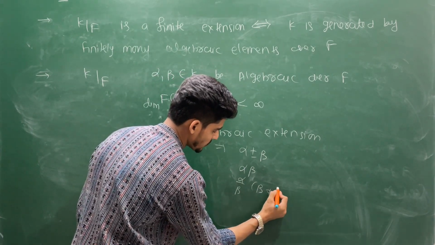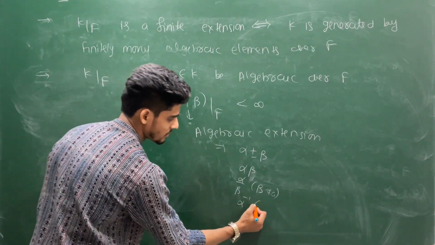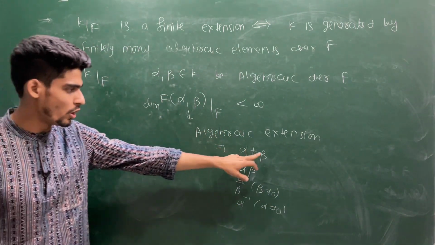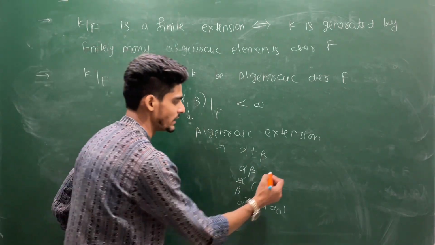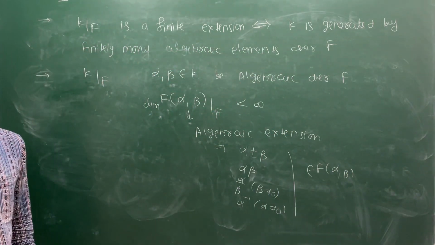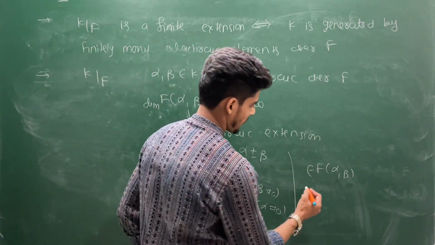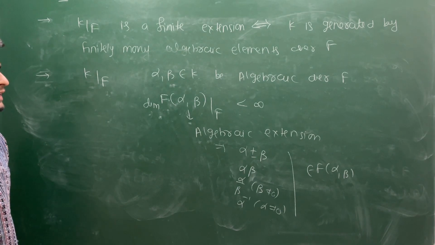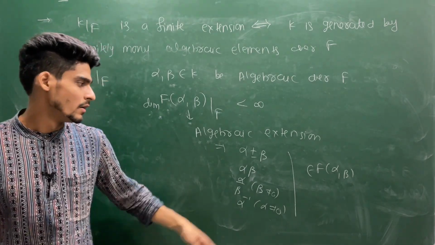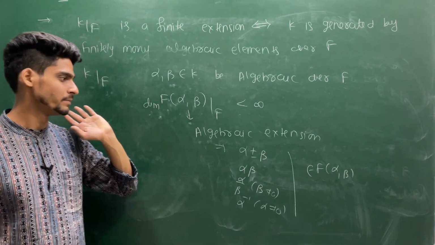This gives me alpha by beta, where beta is non-zero. Or in particular, if I choose my alpha to be 1 and beta to be alpha, then it will give me alpha inverse, where alpha is non-zero, and this definitely exists because we are in a field. So all these elements belong to F(alpha, beta), and this is an algebraic extension, being a finite extension. So these are all algebraic elements. That means the sum of two algebraic elements is algebraic, the product of two algebraic elements is algebraic, and the division of two algebraic elements is algebraic, provided division is defined.